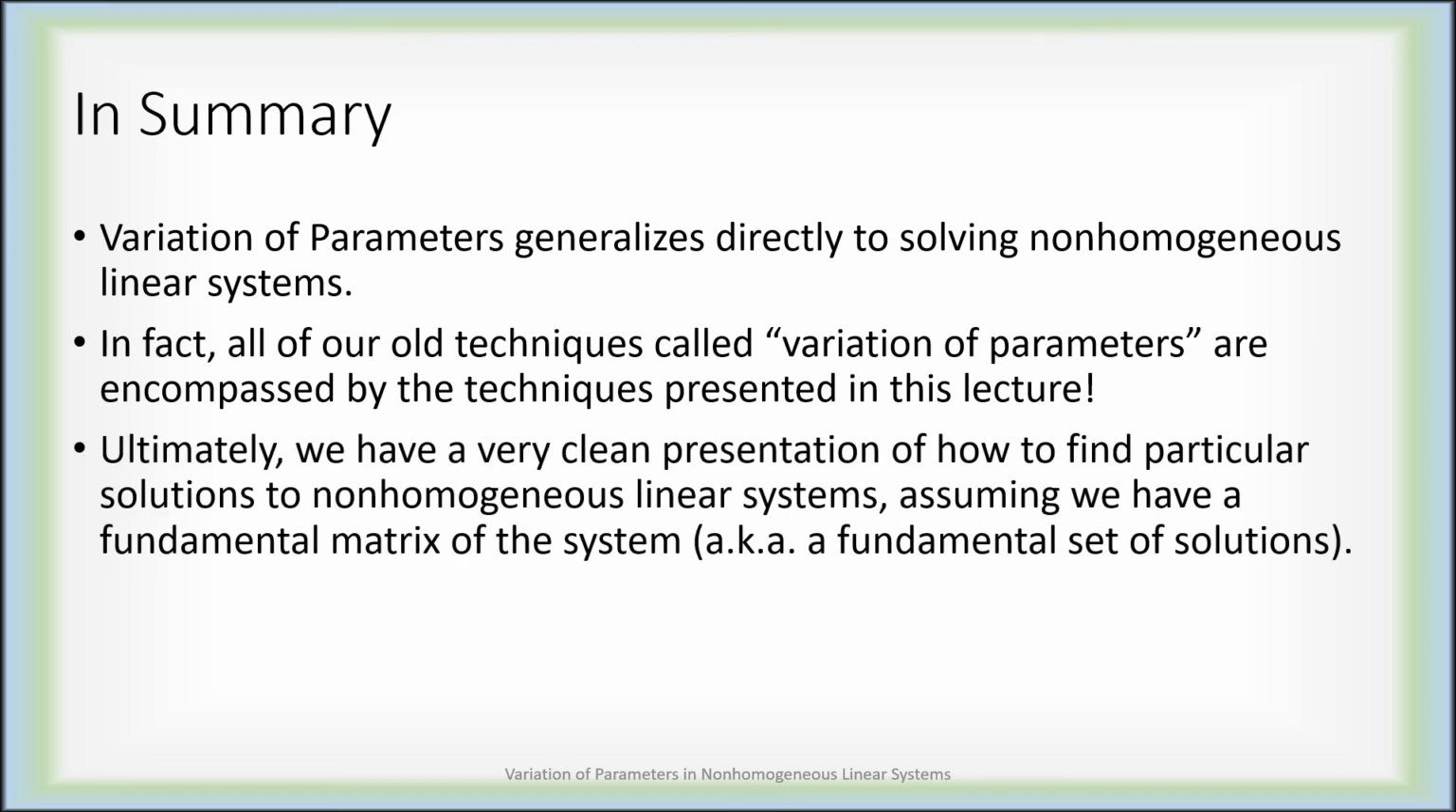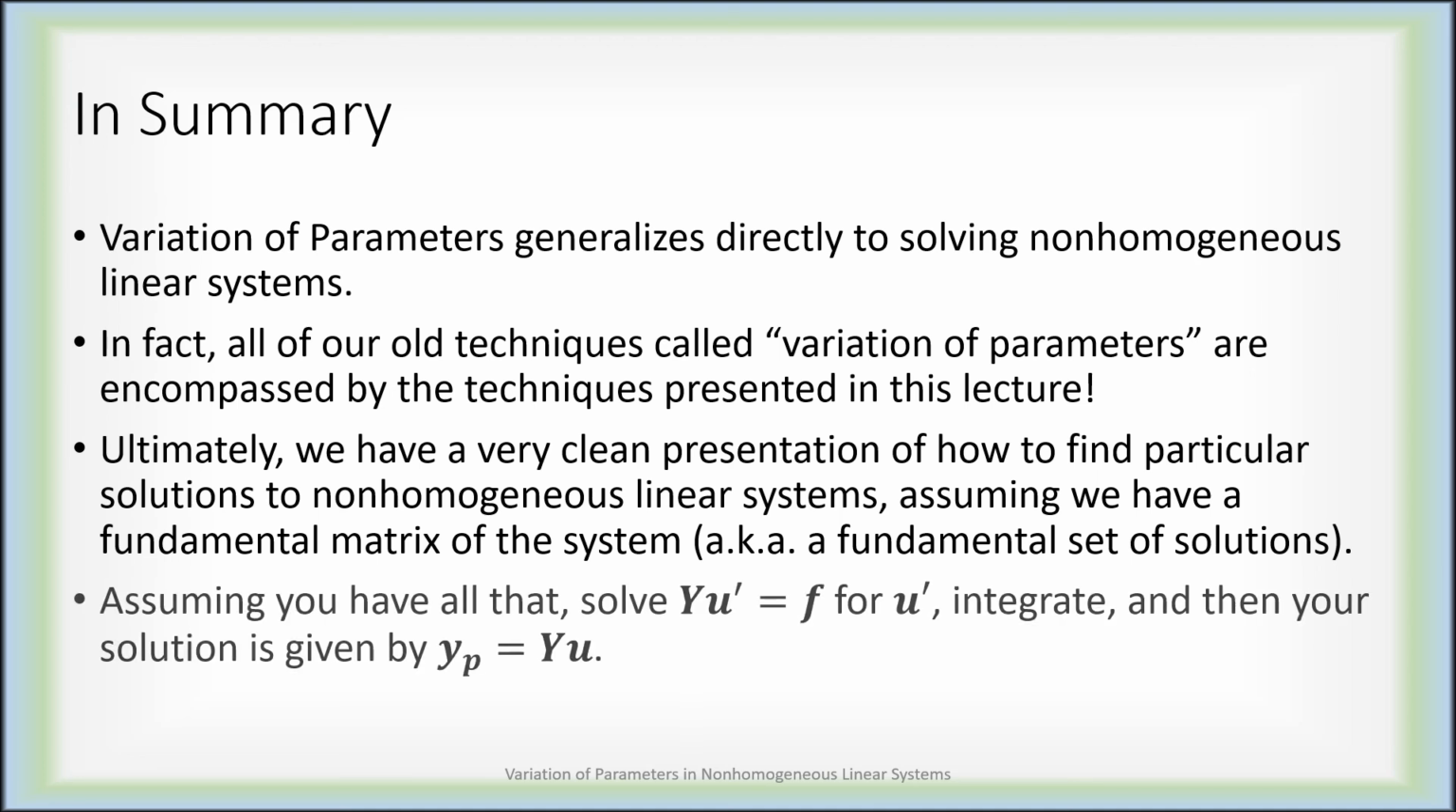Ultimately, what you end up with is a pretty clean way to find a particular solution to a non-homogeneous linear system. However, you do need to begin with a fundamental matrix of the system. In other words, a fundamental set of solutions. So, given a non-homogeneous linear system, find a fundamental set of solutions to the complementary homogeneous system and then proceed. Assuming you have found a fundamental matrix, simply solve Yu prime equals f for u prime, integrate term by term, and then your particular solution is just given by yp equals the fundamental matrix Y times the column you just solved for, u.